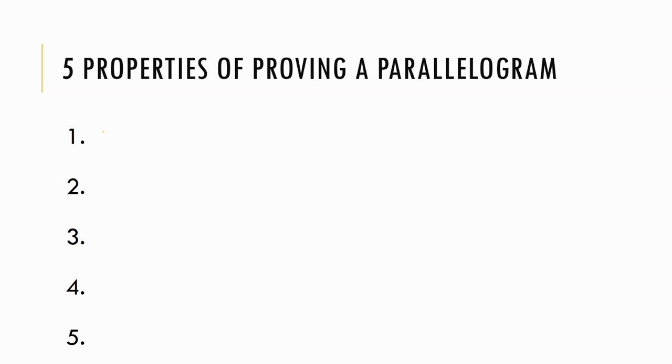So if both pairs of opposite sides are parallel, so remember there's our symbol for parallel, then we know that we have a parallelogram. So we can then just write that symbol. That is one of the ways in which we can prove a parallelogram. We have to have both pairs of opposite sides parallel.